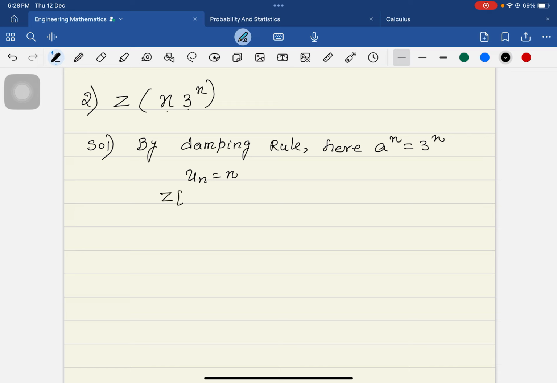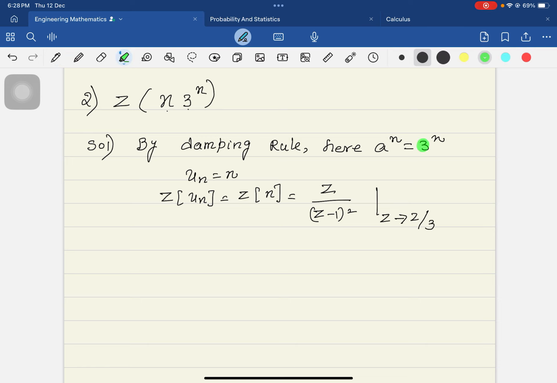So, what is Z of u_n? Z of u_n is given by Z of n, and Z of n is given by z over (z minus 1) the whole square. And replace z by z/a. In the place of a, you have 3. Correct? So, this is what you are going to replace. So, what is the value now? z is replaced by z/3, giving (z/3) over (z/3 minus 1) the whole square.